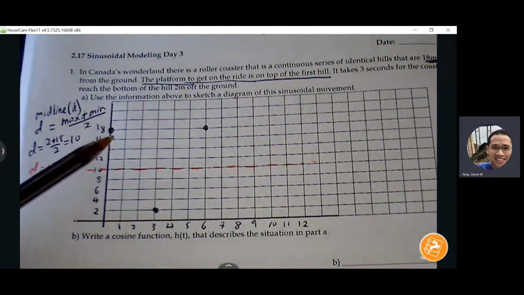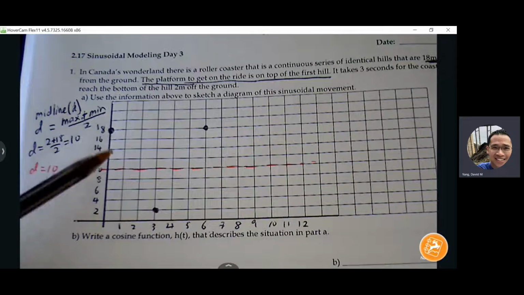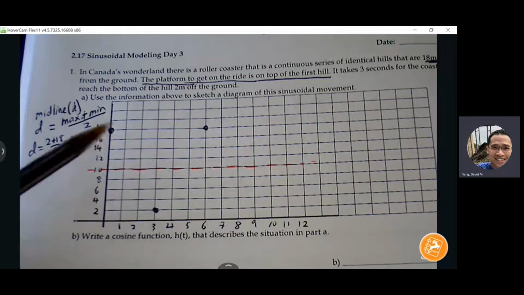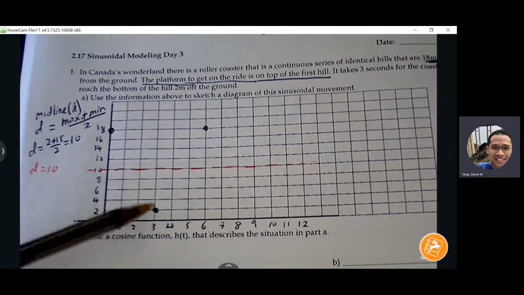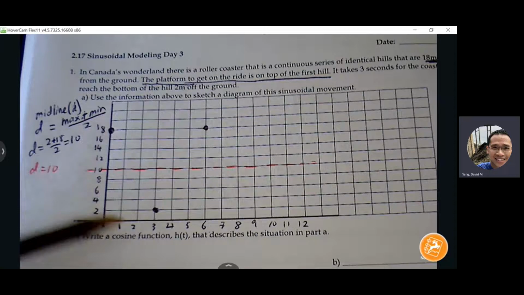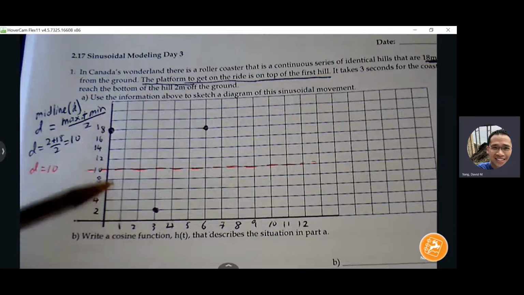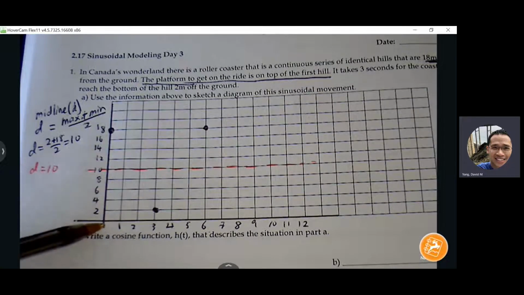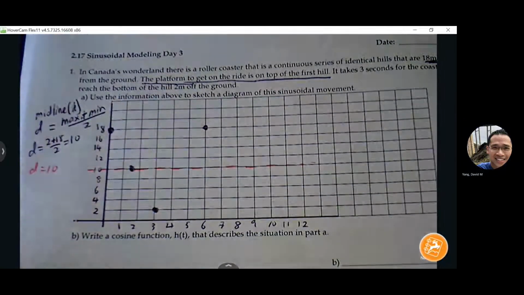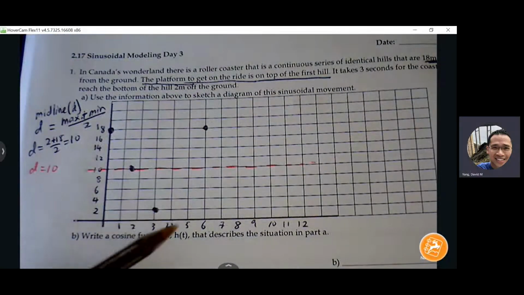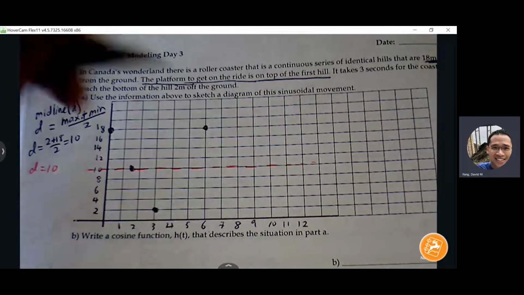Now we know that our interval is all broken down into quarters, right? So max to midline to minimum to midline to max. So you know that your midline is going to occur halfway between your peak and your minimum. So 0 and 3, if I split that in half, that's 1.5. And then another 1.5 will give me 4.5.